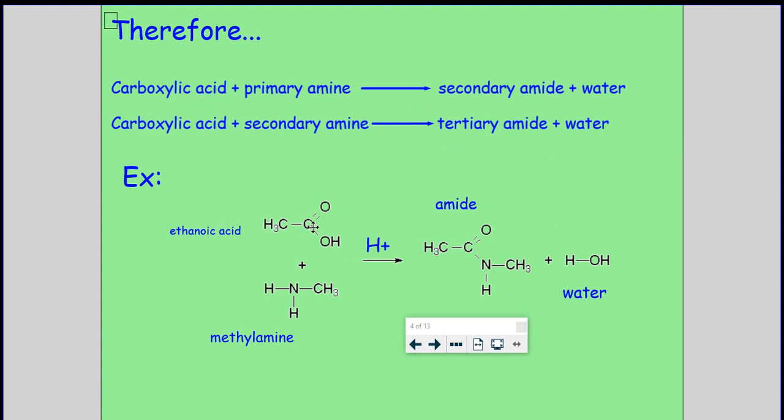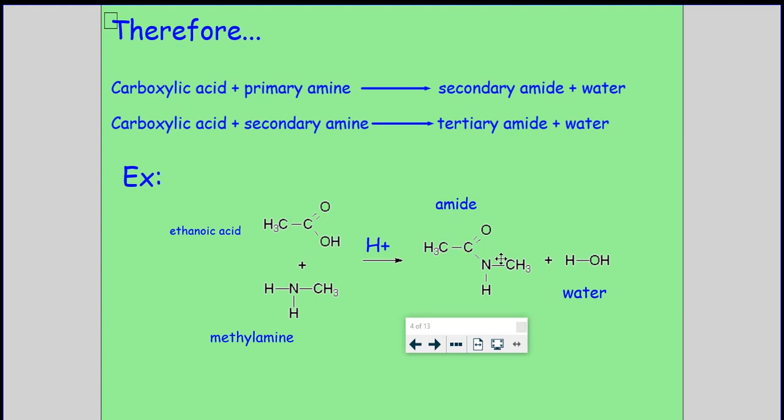Here's an example. Here we have a carboxylic acid. We know it's a carboxylic acid because we have a carbonyl right here and a hydroxyl group attached to that carbonyl carbon. Two carbons long makes it ethanoic acid. Then we have methylamine, a primary amine, in the presence of a strong acid, and you can just write H plus. We'll get a byproduct of water, from this OH and this hydrogen. Then we get a carbon-nitrogen bond, a pretty stable bond, and we end up with your typical carbonyl and nitrogen, which tells you that this is an amide.